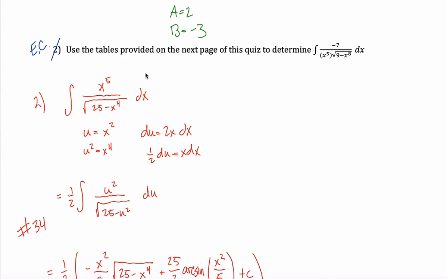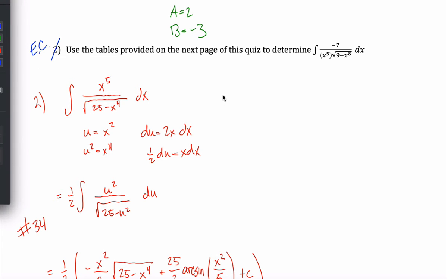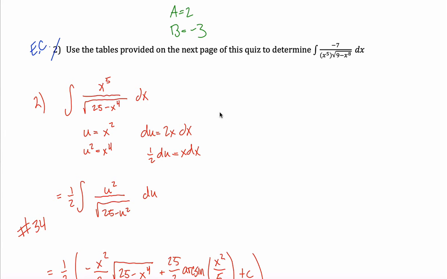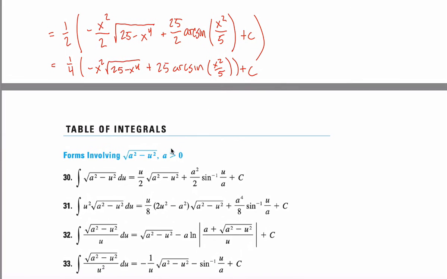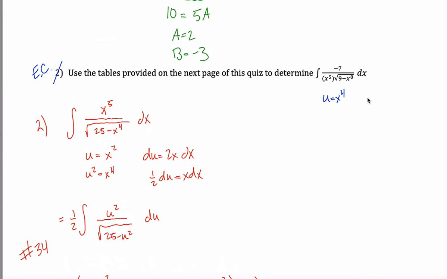Before I call this good, I'm going to do this problem, which I changed to make it extra credit because I think it's pretty hard. It's kind of similar logic to what we did over here, where you see the 9 minus x to the 8th power, and then you're like, well, the u must be equal to x to the 4th power because I need this to be a squared minus u squared in order to use these tables. But if u is x to the 4th, then du is 4x cubed dx. So a fourth of du is equal to x cubed dx.